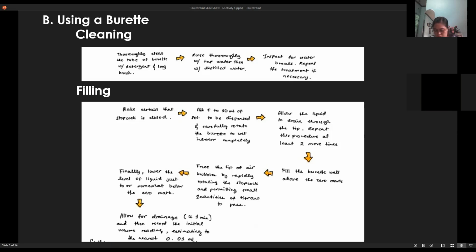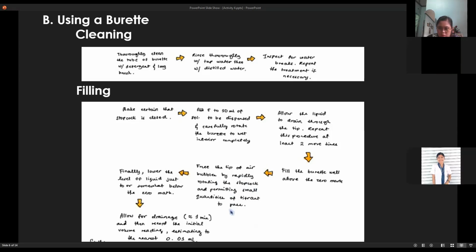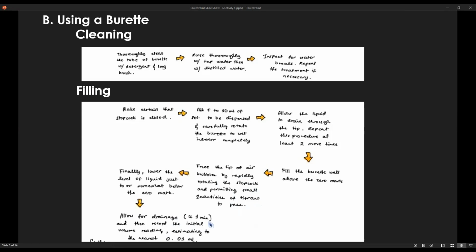Then fill the burette well above the 0 mark. Then free the tip of air bubbles by rapidly rotating the stopcock and permitting small quantities of titrant to pass. Then lower the level of the liquid just to or somewhat below the 0 mark. Allow for drainage of about 1 minute and then record the initial volume reading, estimating to the nearest 0.01 ml.